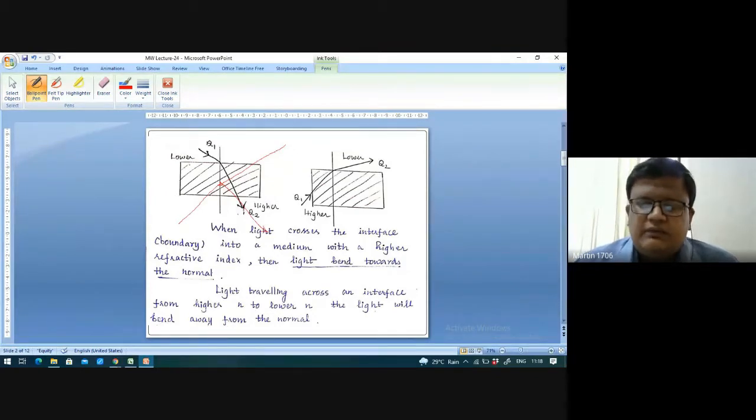Whenever refraction occurs, the refractive index will be induced in that medium. That is what they are telling. When the light crosses the interface boundary into a medium with a higher refractive index, the light bends towards the normal. That is, light bends towards the normal.